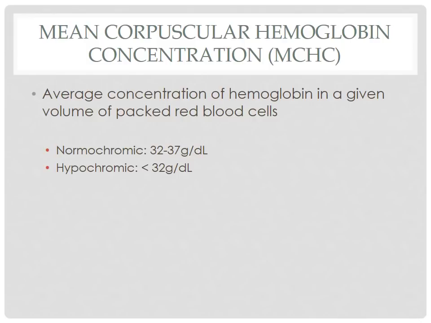Mean corpuscular hemoglobin concentration, MCHC. The mean corpuscular hemoglobin concentration is the average concentration of hemoglobin in a certain volume of red blood cells. For these, they're classified as either normochromic or hypochromic, with the normal values being between 32 and 37 grams per deciliter, and anything under that 32 would be considered hypochromic.